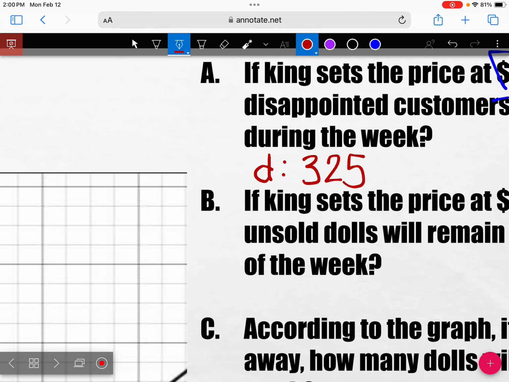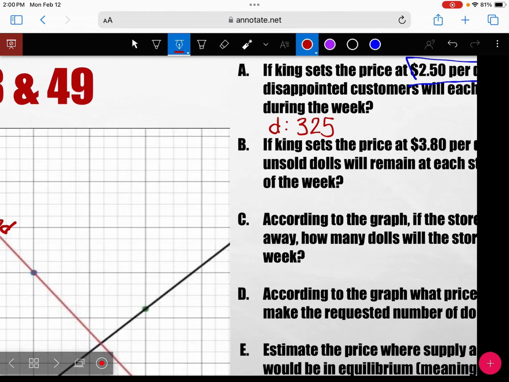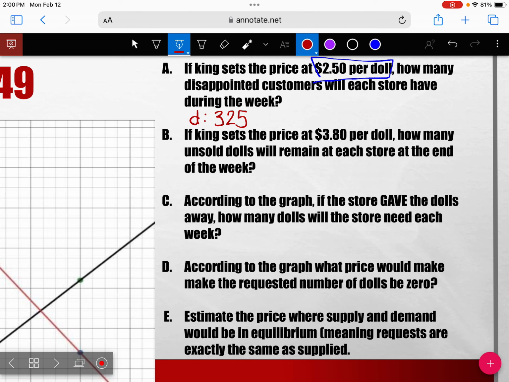I don't know. Maybe 350. Mine looks slightly below 50, but maybe it's 340. I don't know. We're guessing. We're getting it close. So 325 people want the doll. How many does the store actually get? What is the supply at the store? Yeah, 150-ish, maybe 175. We can use 150.